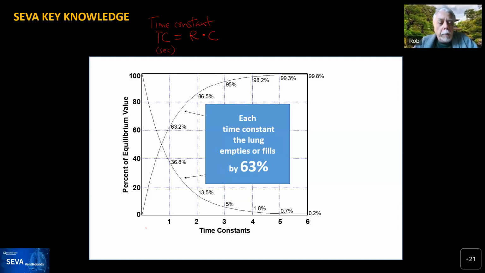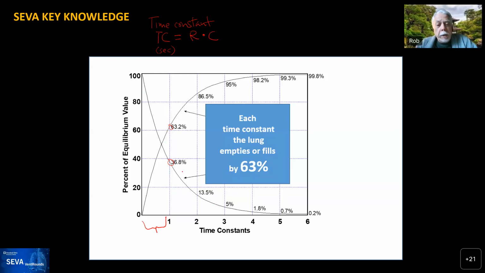Each time constant, there is another 63% change, so that after about 5 time constants there's very little, for example, expiratory flow or volume left, and very little tidal volume left to be delivered during pressure control ventilation. So we say that the process is complete after 3 to 5 time constants. And the significance of that is a big deal when we're trying to interpret ventilator waveforms.